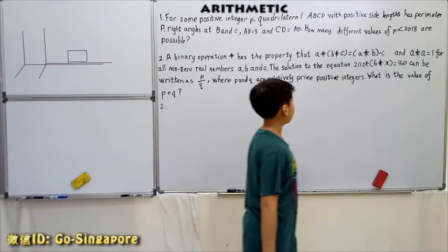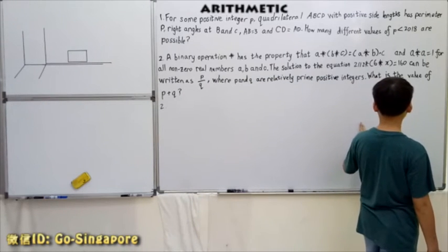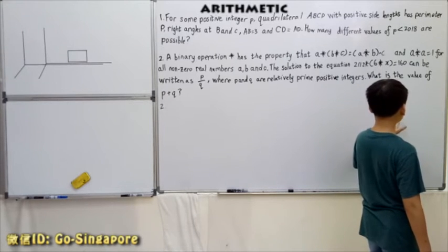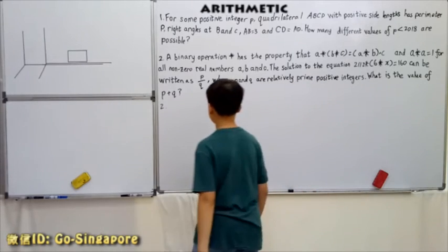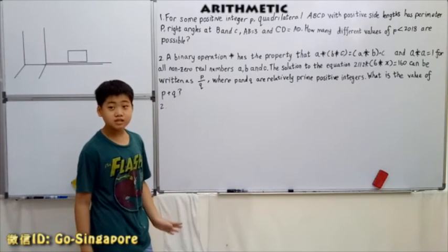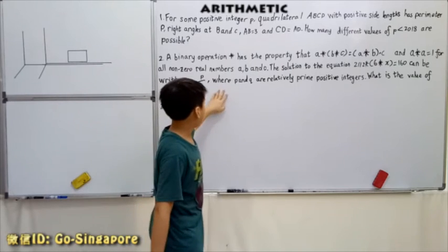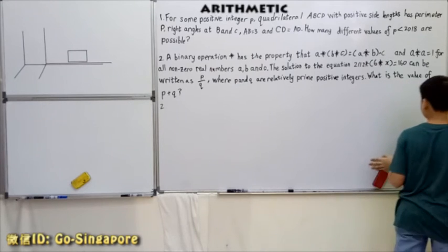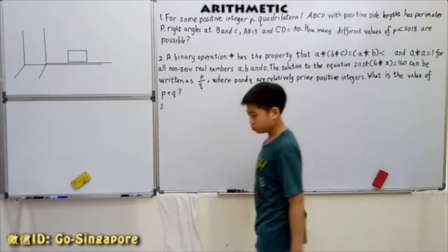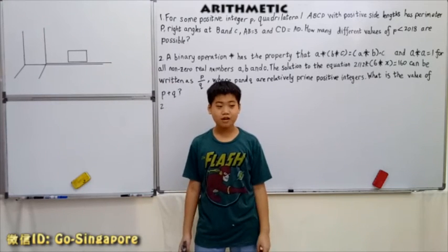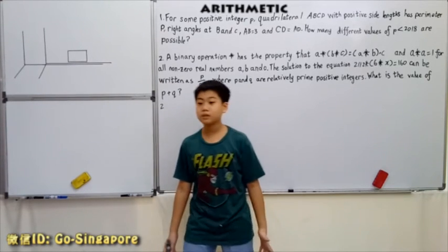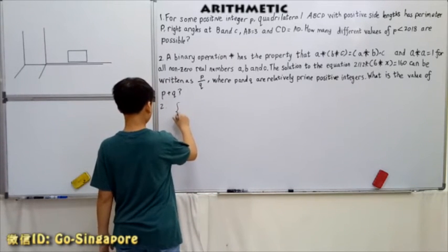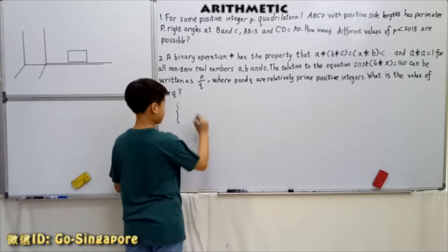Okay, so the solution to the equation 2112 star bracket 6 star x bracket is equal to 160, and this can be written as p over q. So that means x is equal to p over q, where p and q are relatively prime positive integers. So the value of p plus q, well, this is arithmetic. I said before, this is about arithmetic. So let's see right now. We'll write out all those properties.